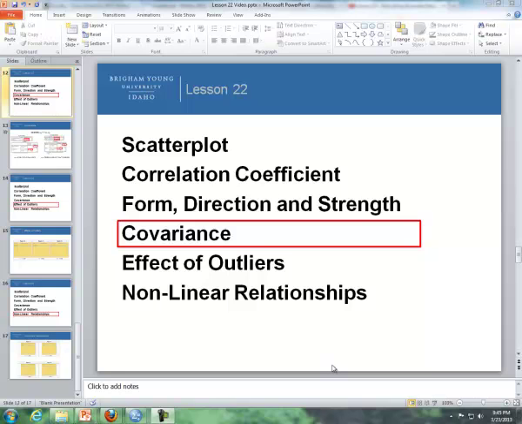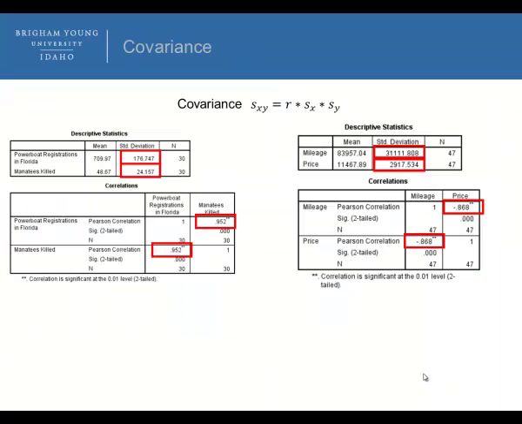Hello, this is Brother Cromer from the Math Department at BYU Idaho, and this is part 2 of Lesson 22 dealing with describing bivariate data, scatterplot correlations and covariance. So we talked about in the last video scatterplots and correlation coefficient, but now we're going to deal with the covariance. Okay, so what I'd like to do is go to the next slide here and talk about the covariance.